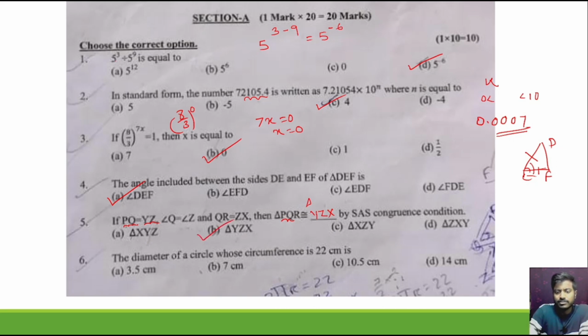Next question. The diameter of a circle whose circumference is given. We know that circumference is 2 pi r or pi d. Yes or no? So pi d equal to 22. Now find d. D equal to 22 divided by pi. Put the value, that is 22 divided by 22 by 7. So 7 by 22, 7 goes on top. 22 cancels. So the answer is 7. Option number B. Understand?